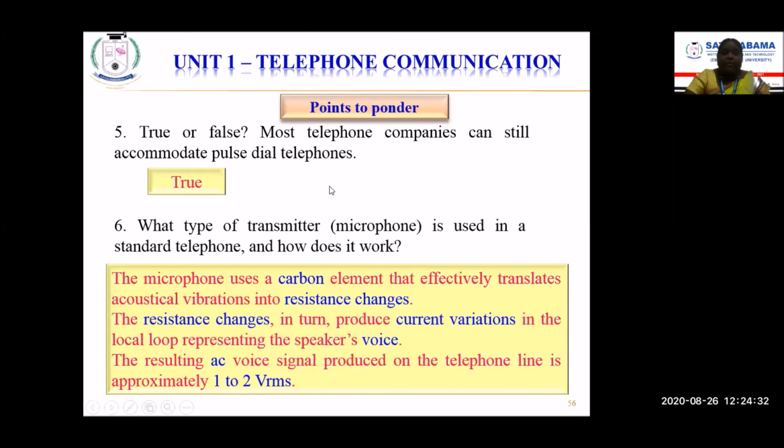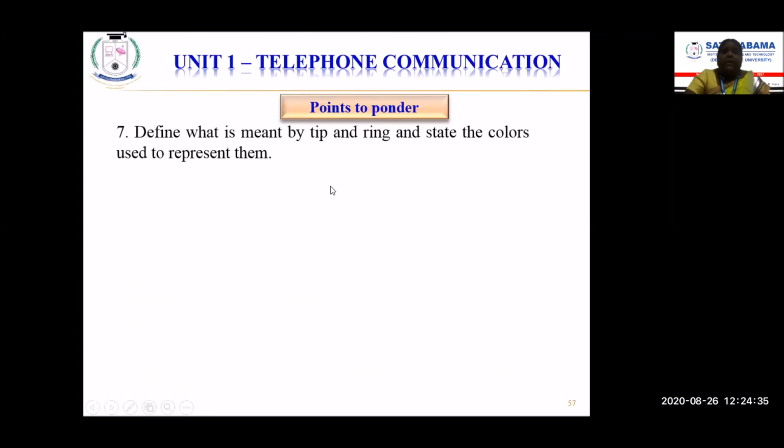Now let's quickly move on to the next question. Define what is meant by the tip and the ring and state the colors used to represent them. Please answer in the chat box. What is meant by tip and ring? The tip is green and the ring is red. Very good. And what does it represent? That is going to form the twisted pair cable, two conductors on the sides of the telephone.